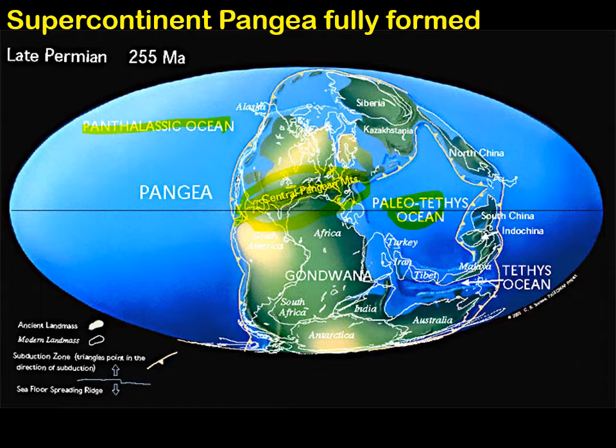Plus, we have this huge mountain range in the middle of it, which causes even more of a rain shadow effect. So a giant supercontinent that is becoming significantly more desertified or desert-like is going to have some major influences on life.